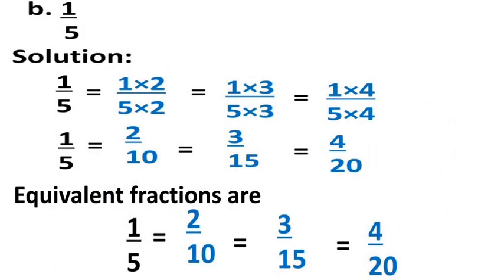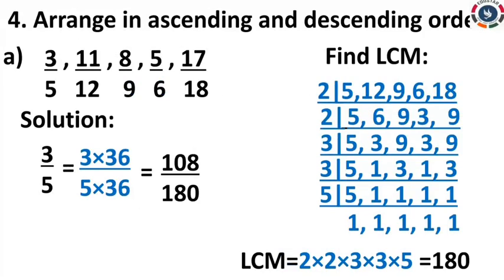Then B, 1 by 5. Solution. The same thing, you multiply by 2 and 3 and 4. So multiply and write, you will get the equivalent fractions. So 1 by 5 is equal to 2 by 10 equal to 3 by 15 equal to 4 by 20. Fourth one, arrange in ascending and descending orders.